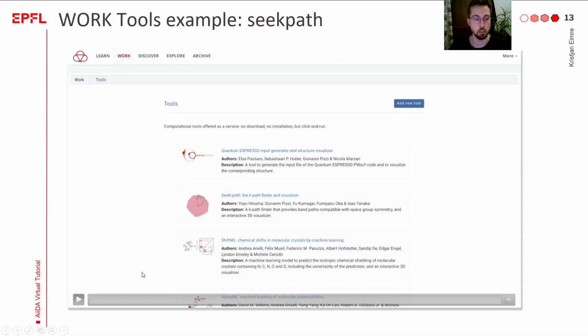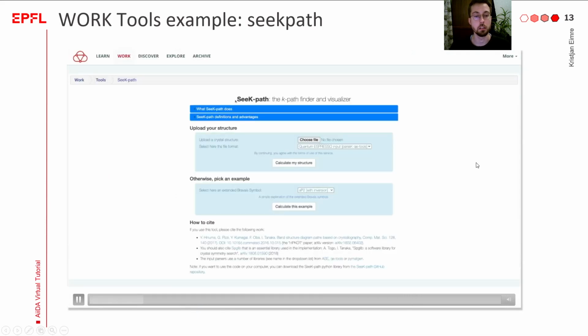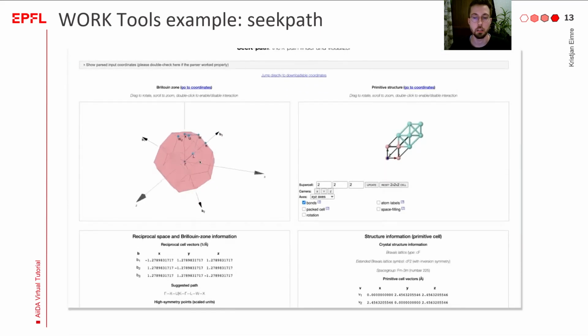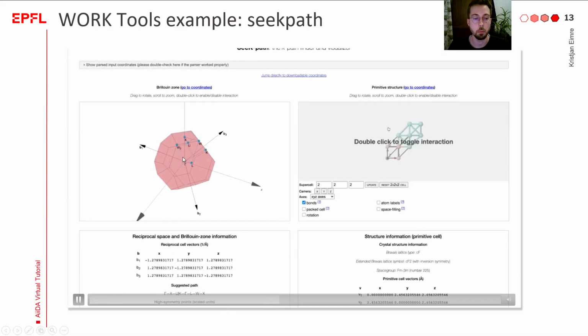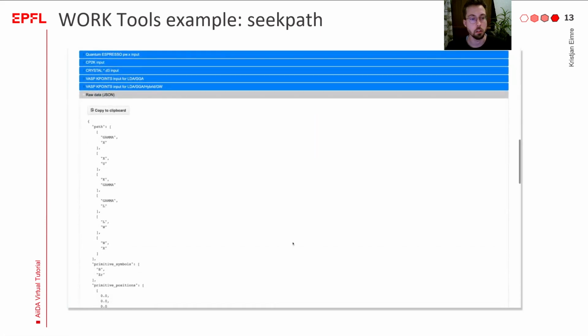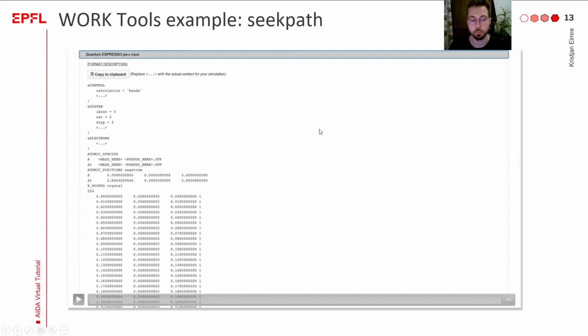So the first is SeeK-path. So here is a list of different tools. We click on the SeeK-path tool. This is to calculate the band structure paths in reciprocal space. Here is a face-centered cubic crystal structure. It will identify high symmetry points in the Brillouin zone and suggest the path. And you will get the input files for different codes for the band structure calculation.